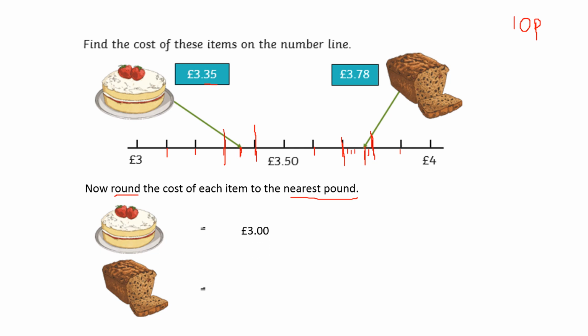So the cake would round to £3 because 3 is smaller than 5. So remember, you'll round downwards, and rounding down to the nearest pound would be £3. And this loaf of bread is £3.78. So 7, it's more than 5. So you round up to the nearest pound, which is £4. Well done if you got that correct.